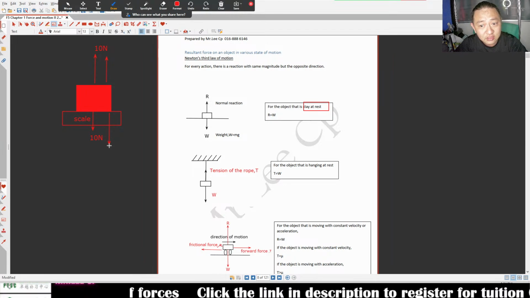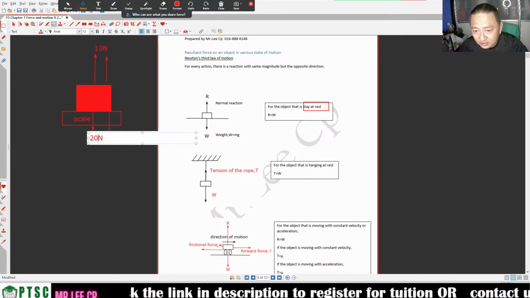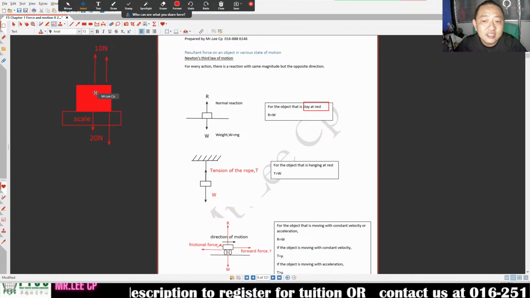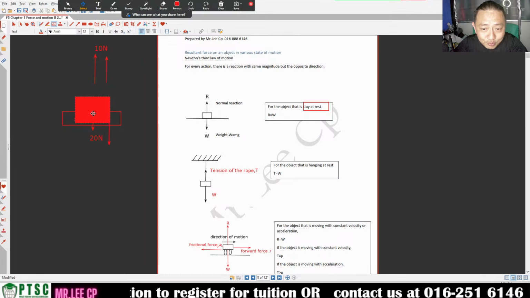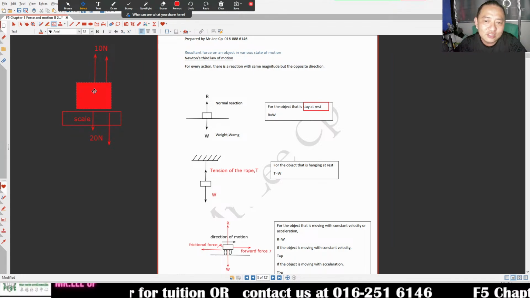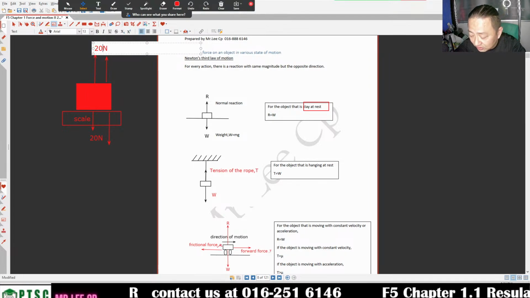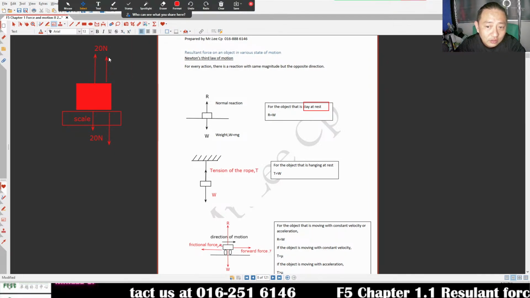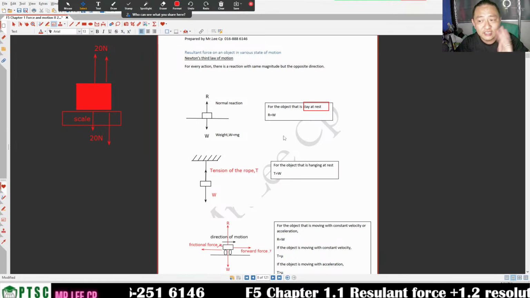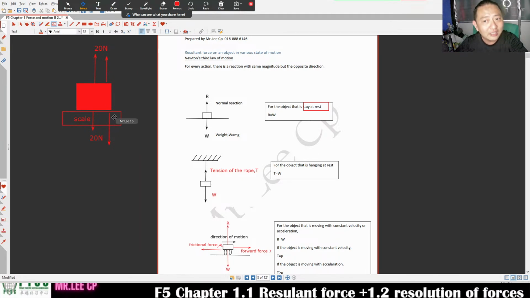10 Newton, 10 Newton. If this downward force is 20, then what is going to happen? If the reaction is 10, the scale cannot support it, it will go down. It will break the scale. Boom. Cannot support. So this one is heavier, it is 20 Newton. Why is it not moving? If it is moving, it is not at rest, not in equilibrium. If not in equilibrium, we cannot do this kind of question. They will ask you how much the acceleration is.